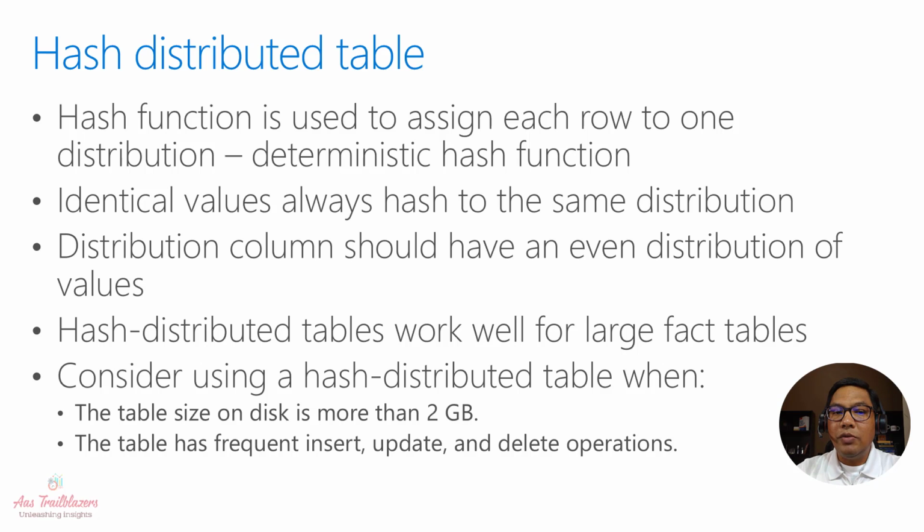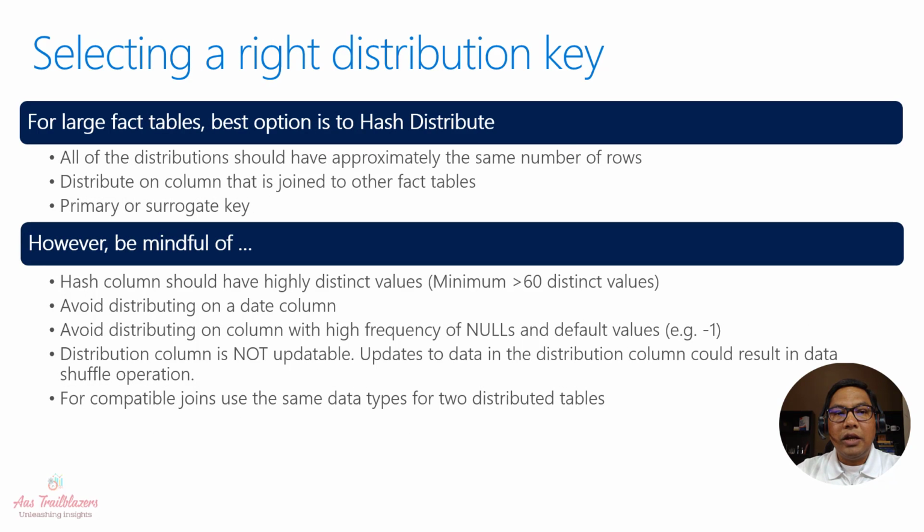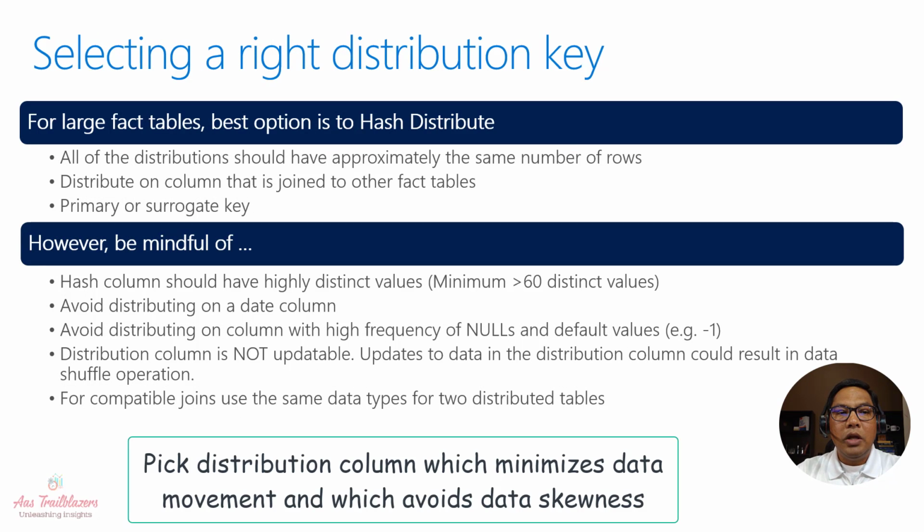A hash distributed table works well for large fact tables. Consider using a hash distributed table when the table size on disk is more than 2 gig compressed, and when the table has frequent insert, update and delete operations. With respect to selecting the right distribution column, these are some of the best practices that you can follow to identify the right distribution key column.